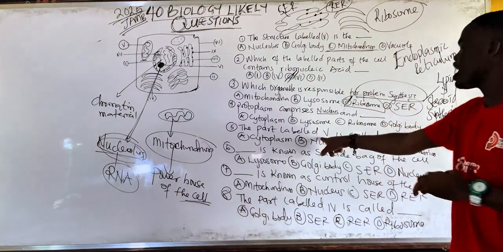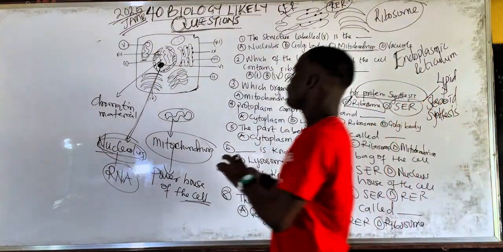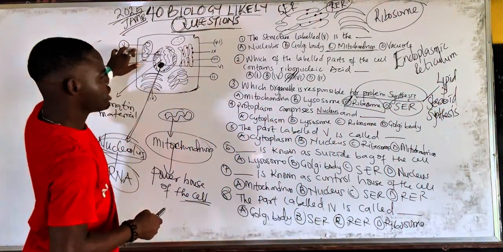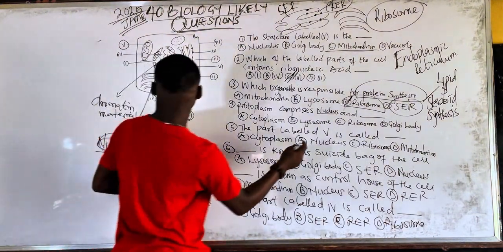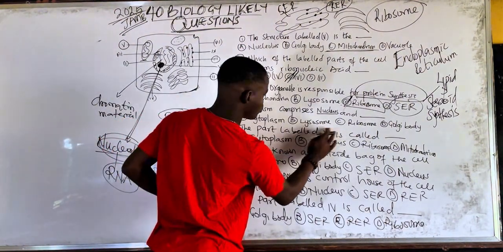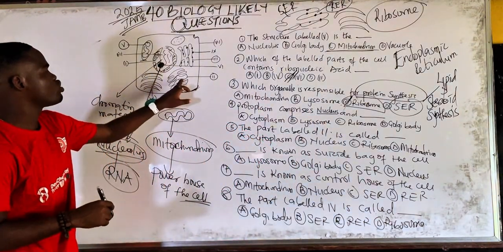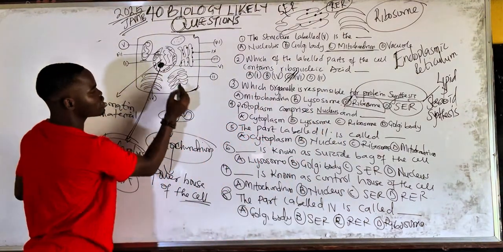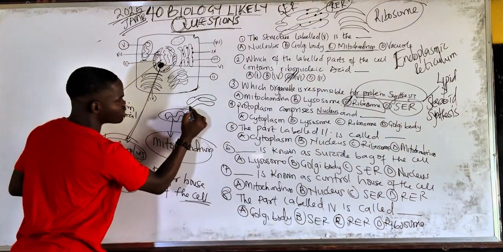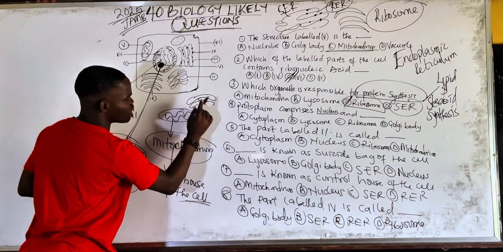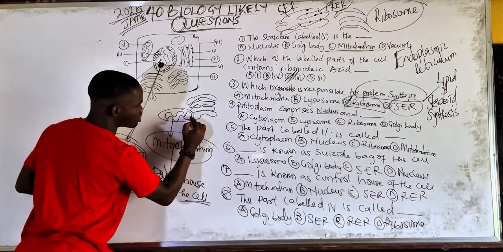Alright, now question 5. The part labeled 5 is called dash. Where is the part labeled 5? Okay, this is 5. No, I think this should not be 5. Let me see. Question 5, the part labeled should be 2. The part labeled 2 is called dash. Now look at it. The part labeled 2, can you see? You see that this one is like this. I want you to take note of something. Look at it. Sometimes you don't have to let it go inside. Just like this. Can you see?